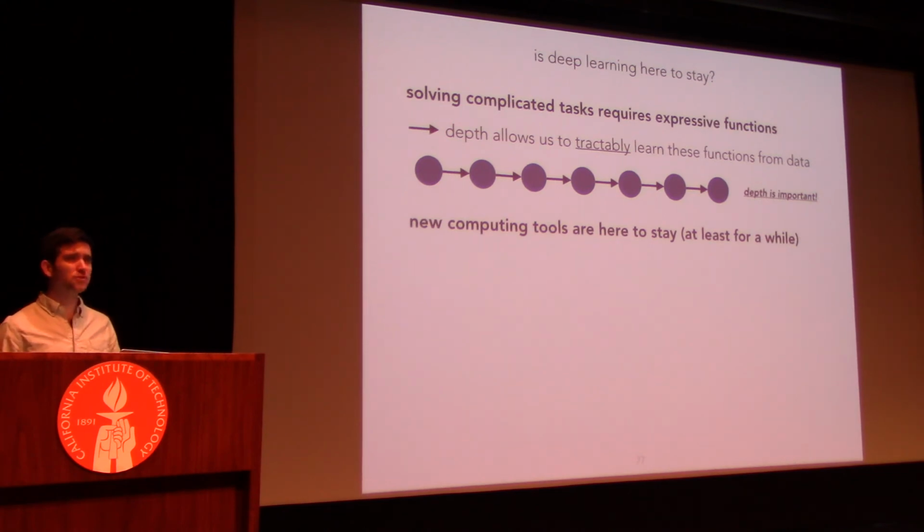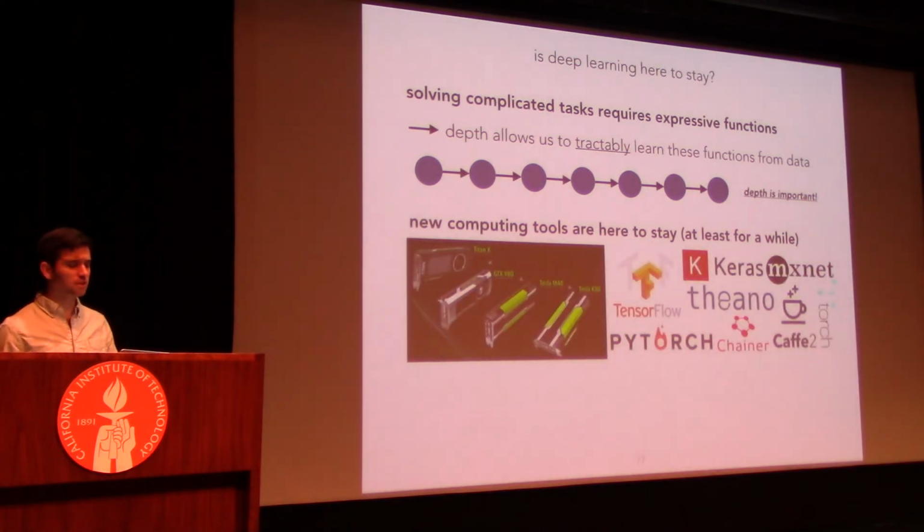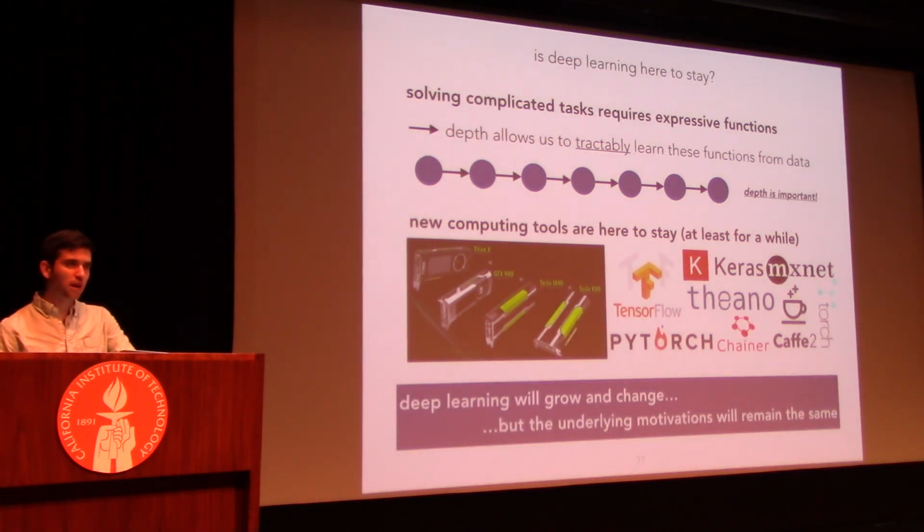And a lot of the new tools that are around now, such as GPUs and the software libraries that have been introduced, those are very general purpose. They're not specific to deep learning per se. You can do a lot of just very basic mathematical operations on them. So it seems like those will be useful, at least for a while. So I think the field is going to change quite a bit, but I guess the underlying motivation of wanting to learn these expressive functions is going to remain the same. So some aspects of deep learning are definitely here for the long haul.